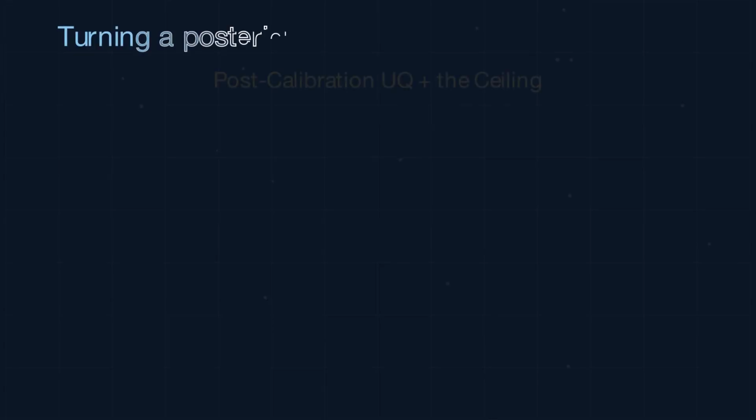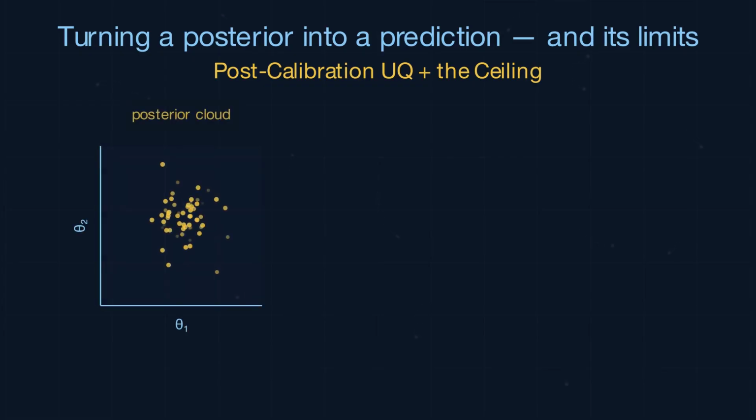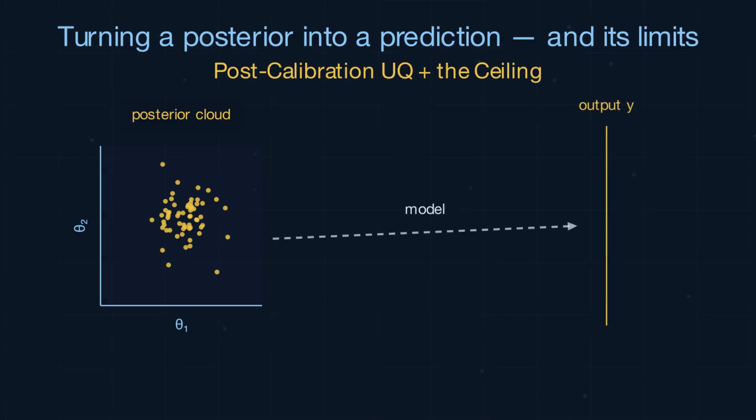The seventh question closes the loop. How do we turn a posterior in parameter space into a prediction we can trust, and where are its limits? Start with the posterior cloud from calibration, sitting on the parameter plane on the left. Draw the model as an arrow pointing right. Now carry each particle along that arrow. It lands somewhere on the output axis.